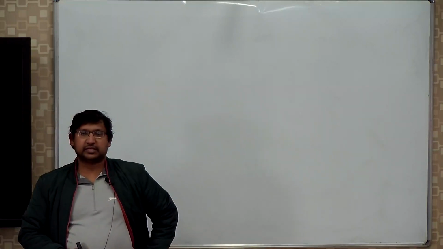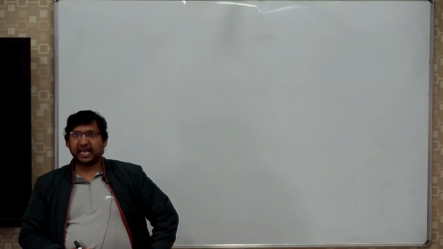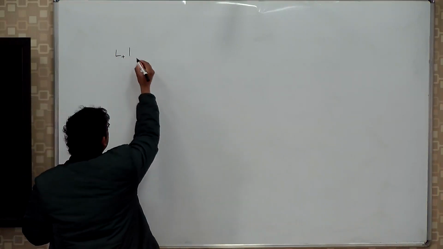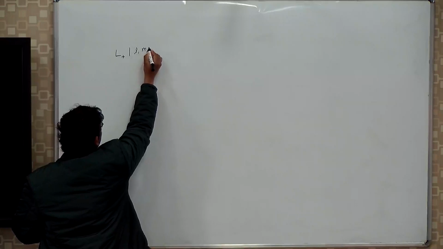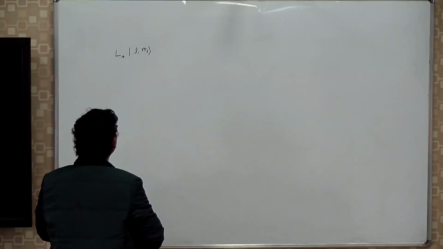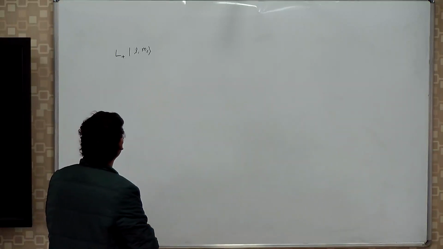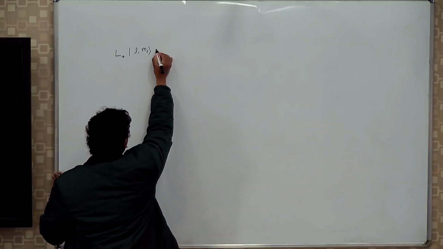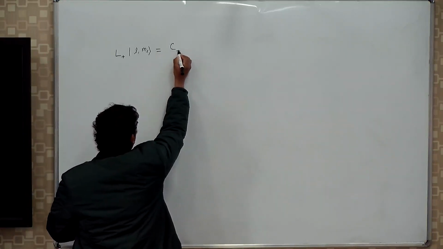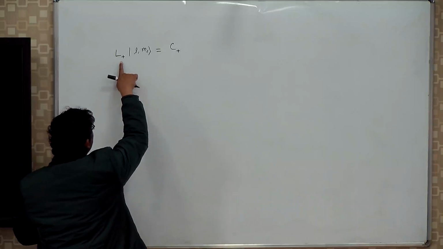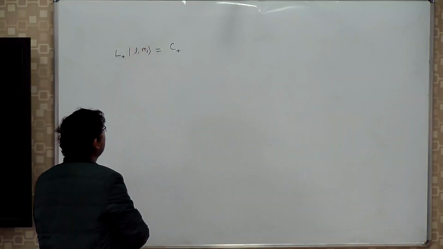Okay, under the theory of angular momentum, in the last class we discussed the action of the raising operator L plus on a state vector |L, ML>, which is represented with quantum numbers L and ML. So we have determined the probability density value C plus when L plus acts on the state vector |L, ML>.